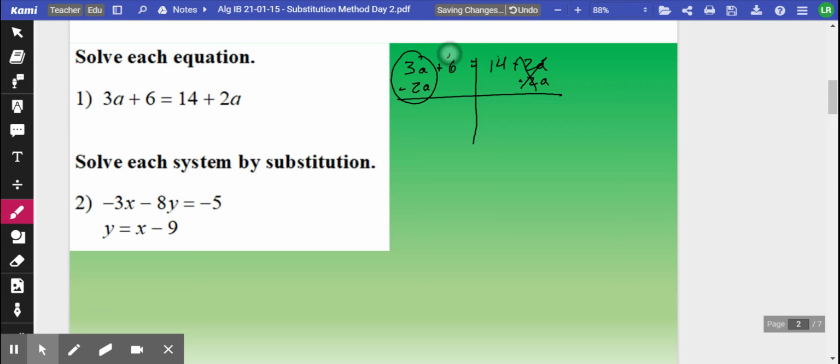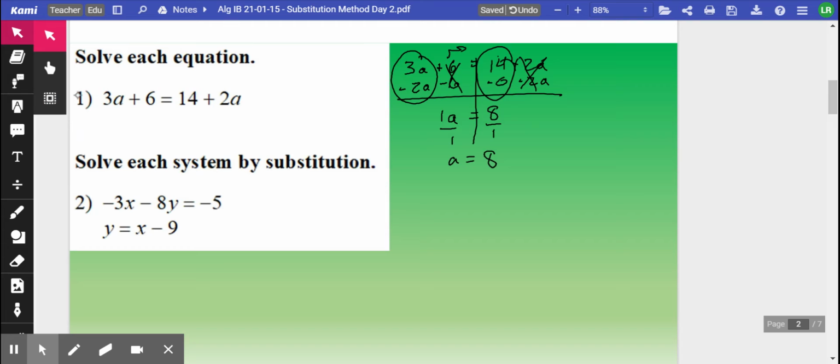And since they're on the left, I have to move this 6 over. So minus 6. And I'm going to add those up. So I'm going to get 1a equals 8. Divide by 1, and a equals 8. Okay, so there's that first one.